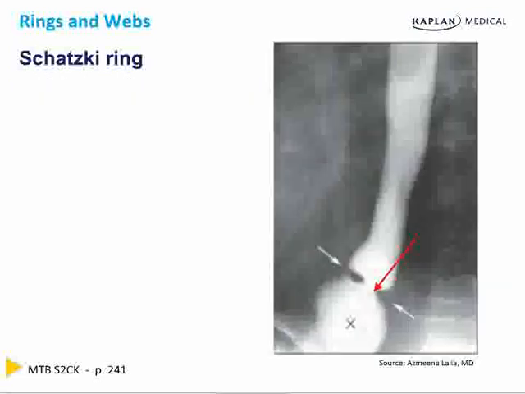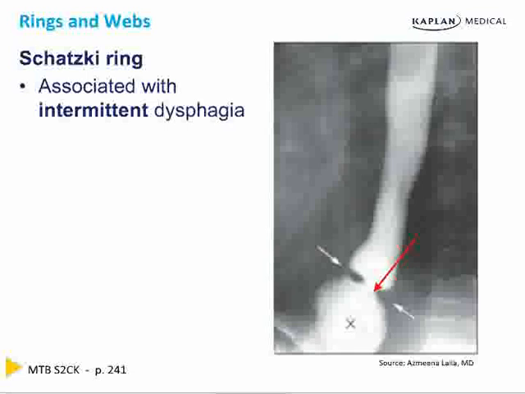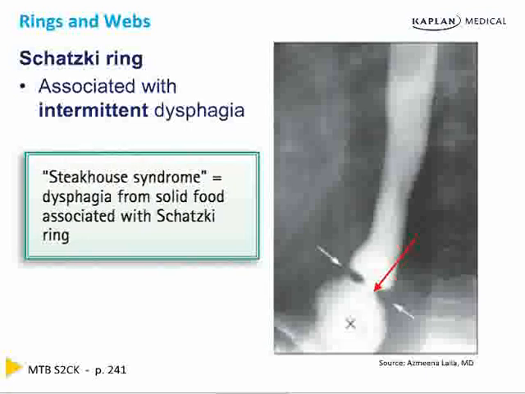These Schatzki rings actually are associated with intermittent symptoms, not constant. The treatment for them is pneumatic dilation. As you can see in this image, there's concentric narrowing of the esophageal lumen. One favorite board question is steakhouse syndrome. It's dysphagia from a solid food, but in reality, the food isn't so big. It's actually stuck due to a Schatzki ring.